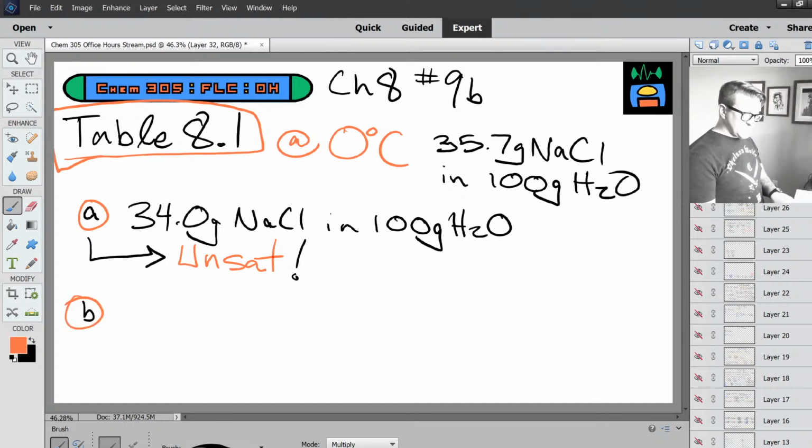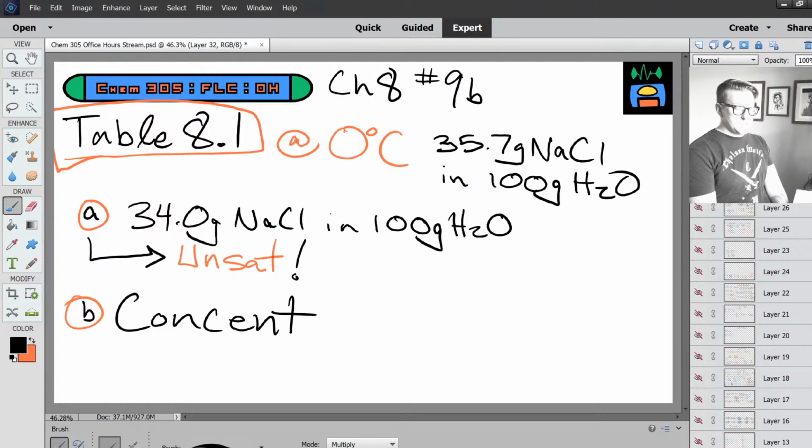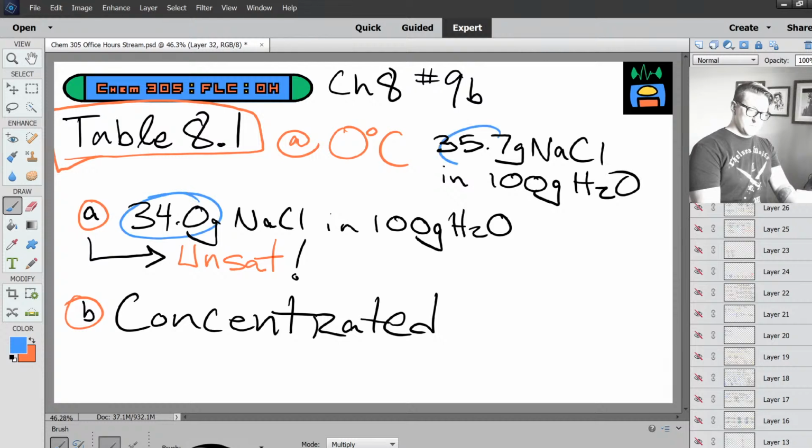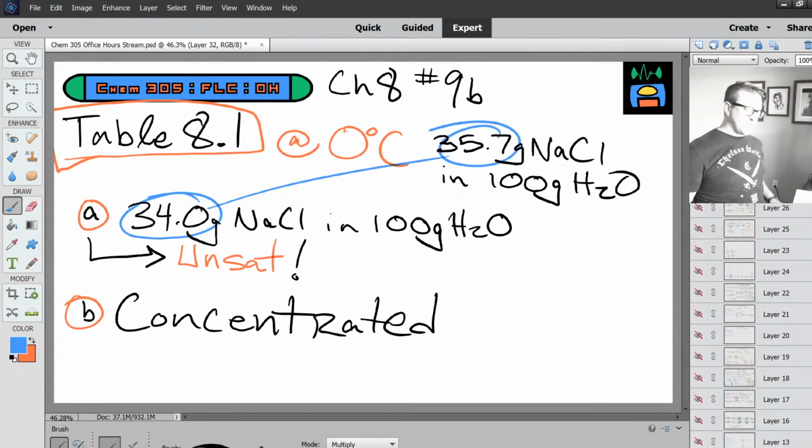Part B, they want to know, is this concentrated or dilute? We would say that this is concentrated because it is very close to the maximum amount of solute that can be dissolved. Right? These two are very close. And so we would say it is a concentrated solution of sodium chloride because you're near the maximum amount that can be dissolved.